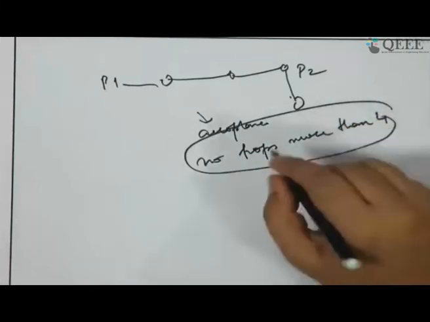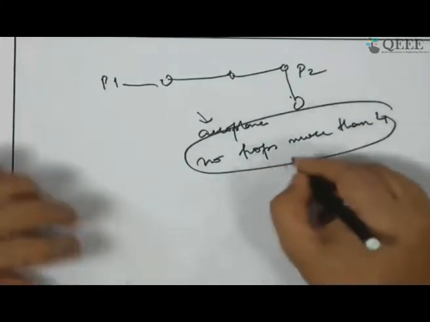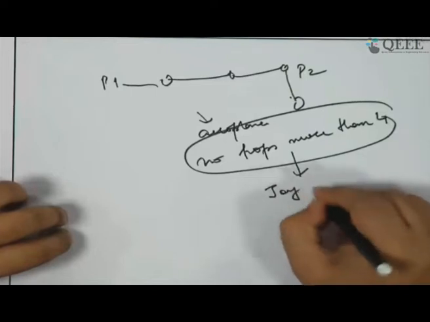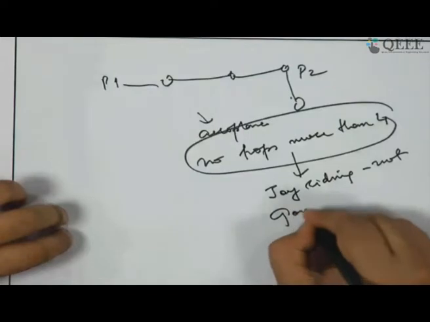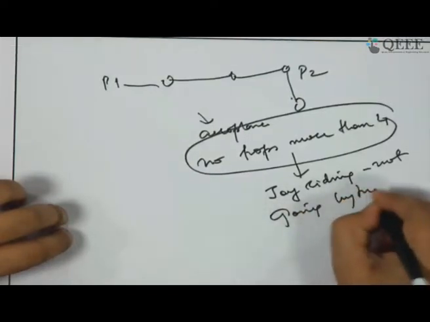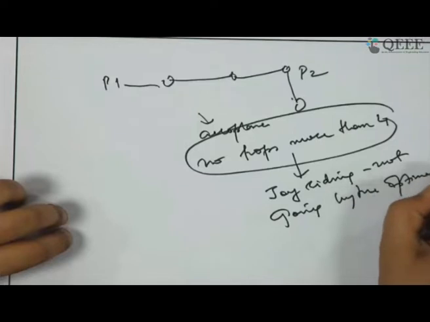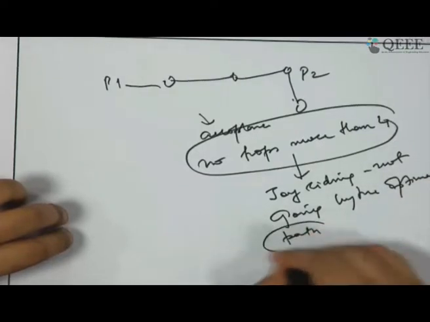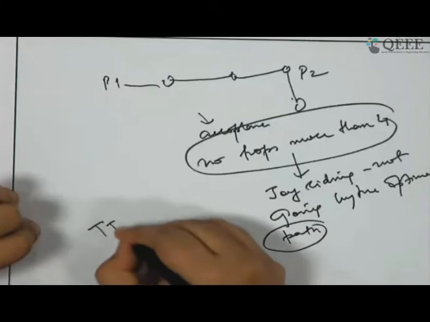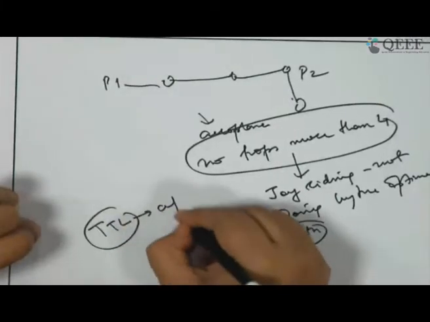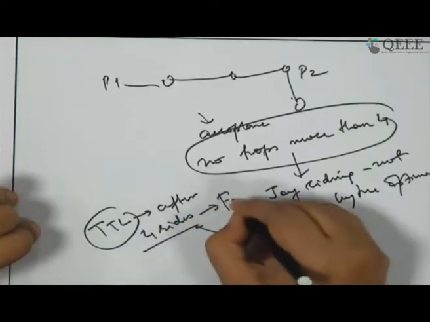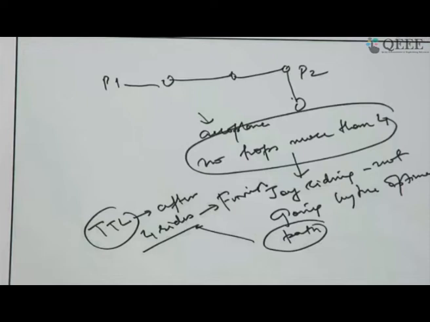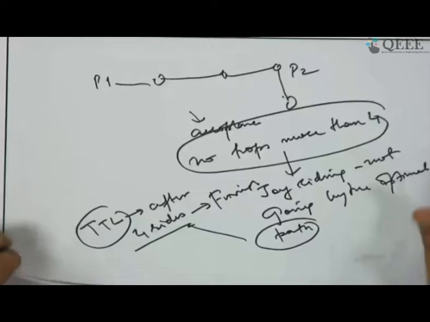Okay. Then if you are going by more than 4, basically you are joyriding. You are not going by the optimal path. So, this part is incorporated into this TTL, that after 4 hops it is finished. Okay. So, this is incorporated through the TTL concept.